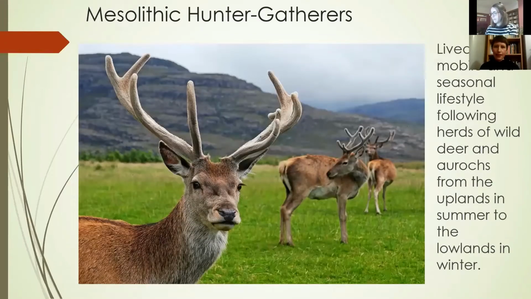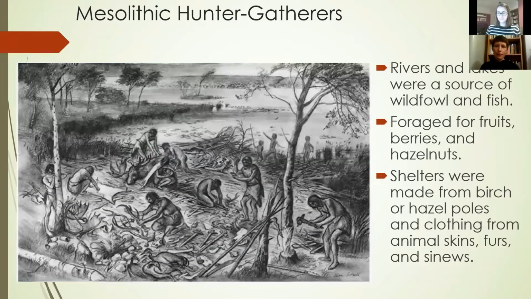It seems likely that some of these flints were created in order to make weapons for hunting. So these Mesolithic hunter-gatherers lived a mobile and seasonal lifestyle, following herds of wild deer and aurochs from the uplands in summer to the lowlands in winter. For them, rivers and lakes were a source of wildfowl and fish. They foraged for fruits, berries and hazelnuts, and they made their shelters from birch or hazel poles and clothing from animal skins, furs and sinews.